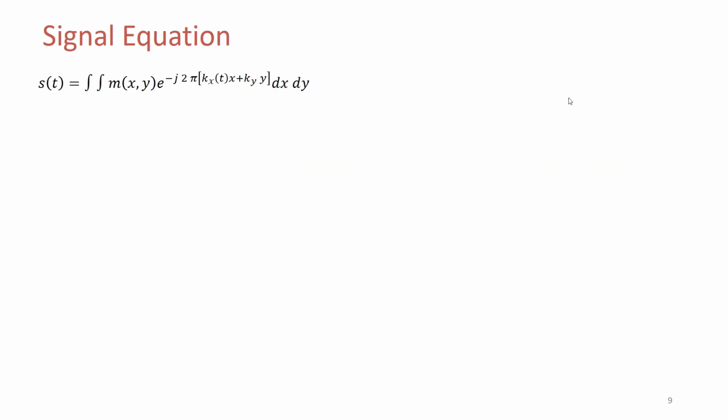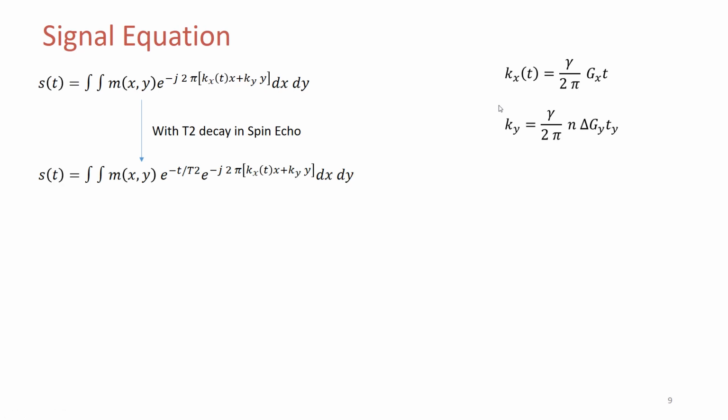And now we can talk about signal equation. The infamous signal equation can be seen here. And here kx and ky are found from these two on right. And adding T2 decay on top of it, the signal equation now becomes this.